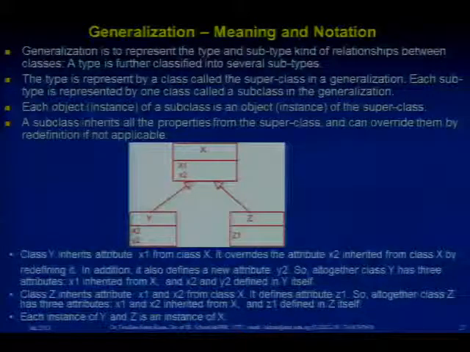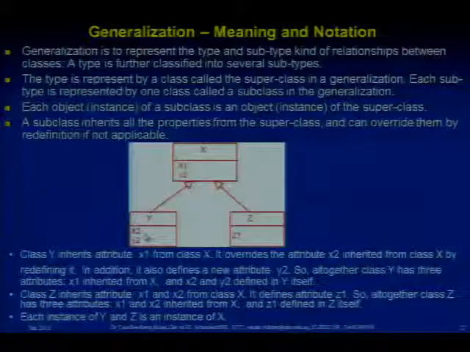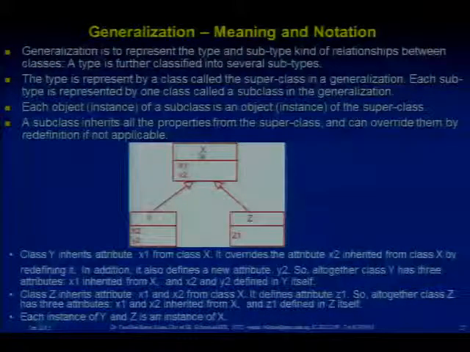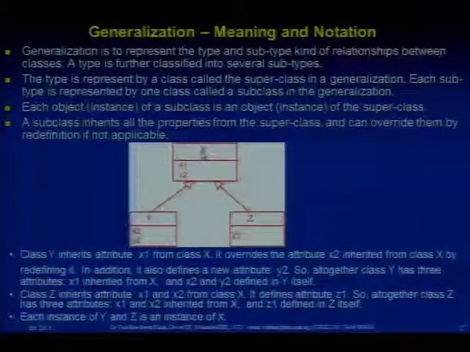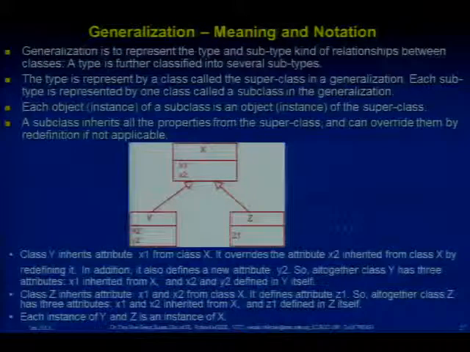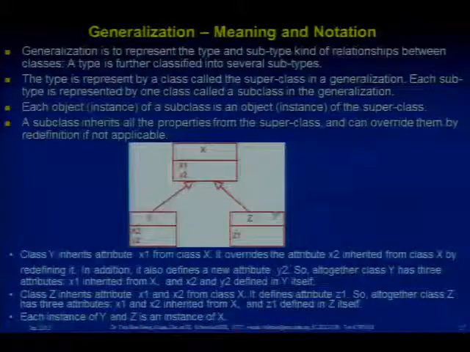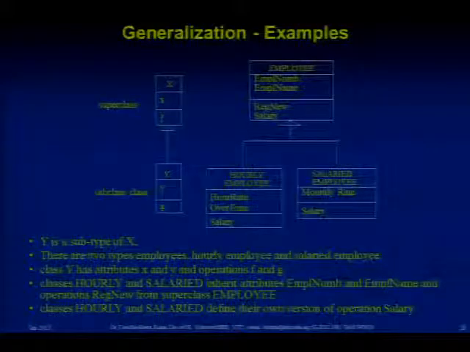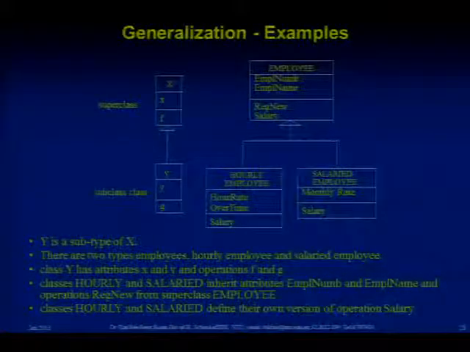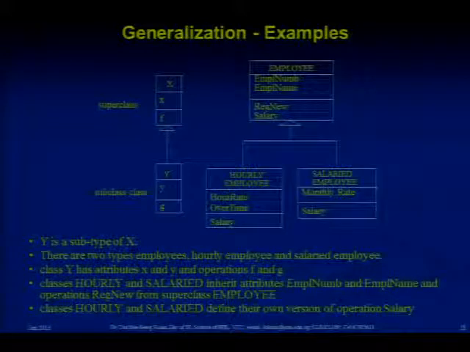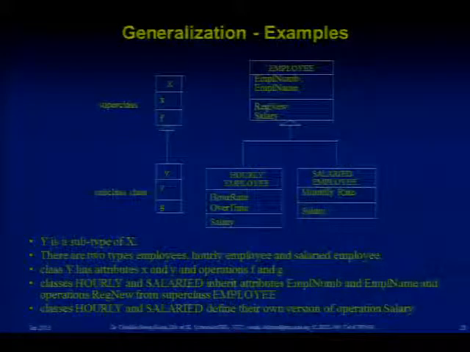In addition, like what we have discussed, any instance of Y will definitely be an instance of X, because Y is a subclass of X. Any instance of Z will also be an instance of X. Now we have a more concrete example to show you how to use generalizations. Before you see this more concrete example, there's one point I'd like to highlight to you.